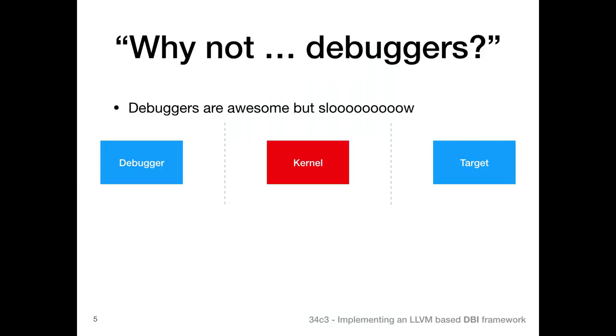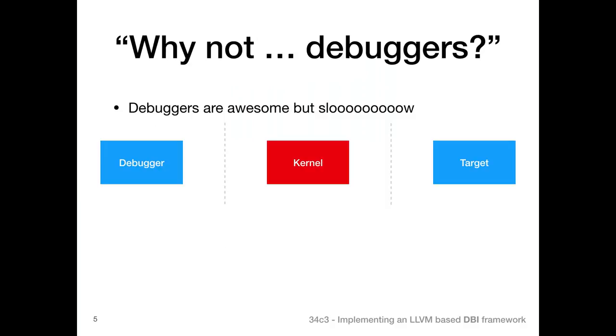So far, one of the questions that you might be asking is, why not use debuggers? Because debuggers can do all of that. The problem is that debuggers, although they are awesome, are meant for humans, not for machines. And they are very slow.